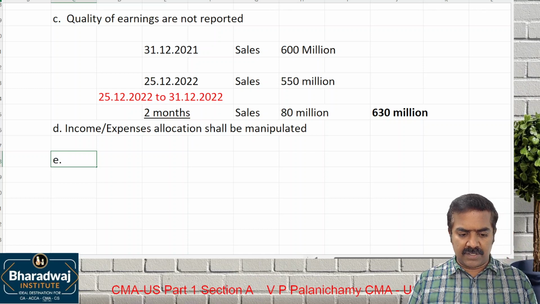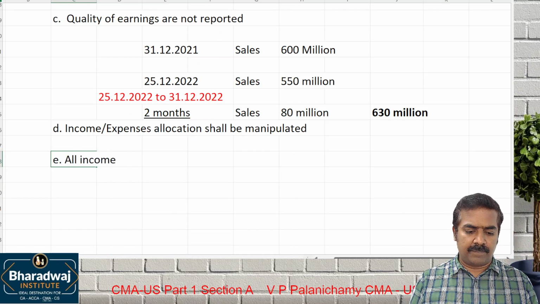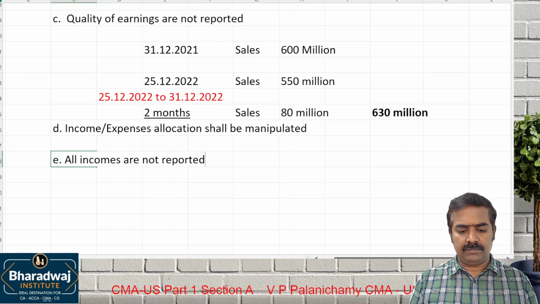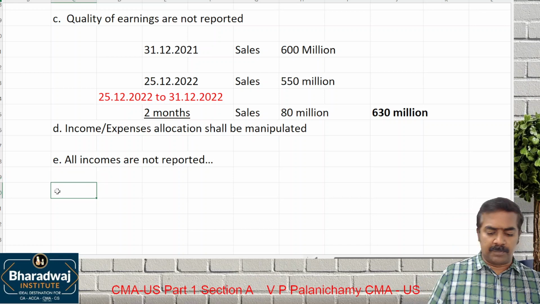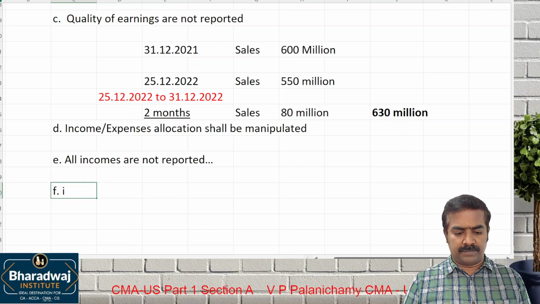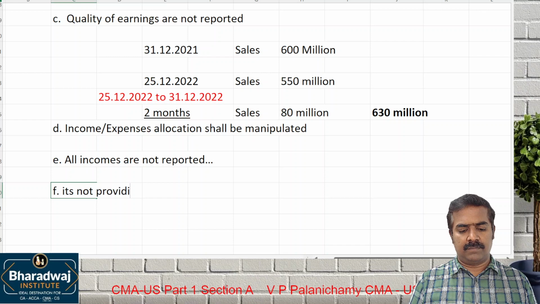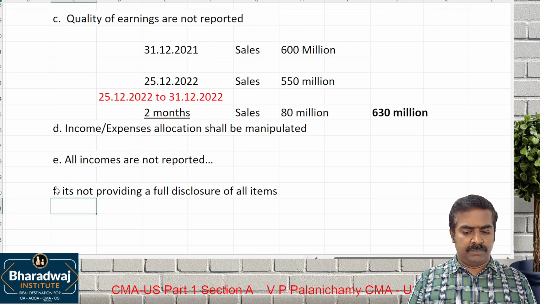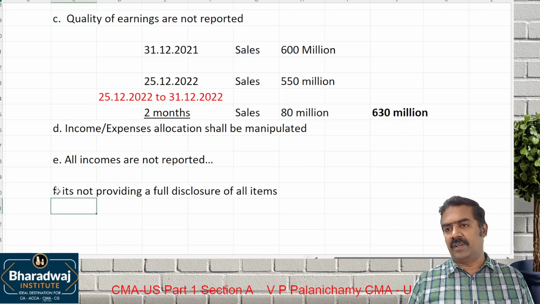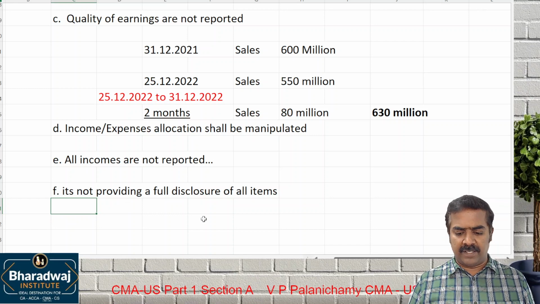Then the next one is all incomes are not reported. All incomes are not 100% reported, and it is not providing full disclosure also. These are the limitations of the income statement.